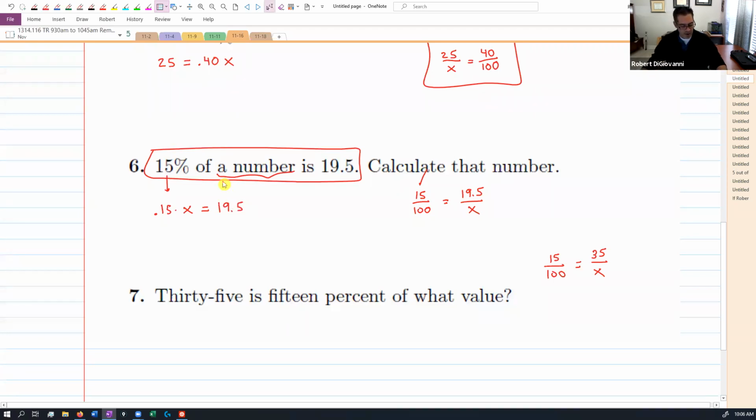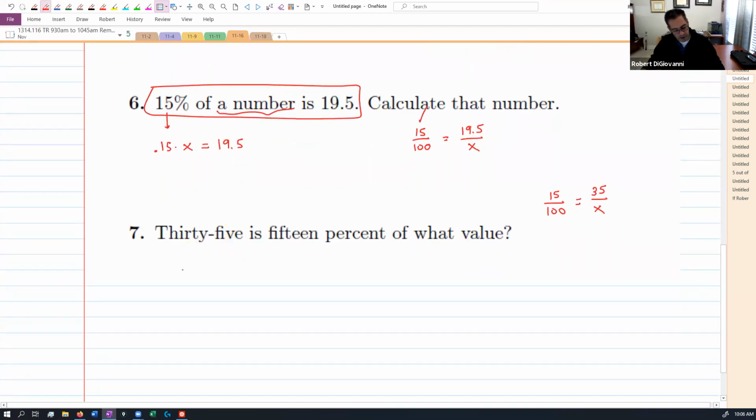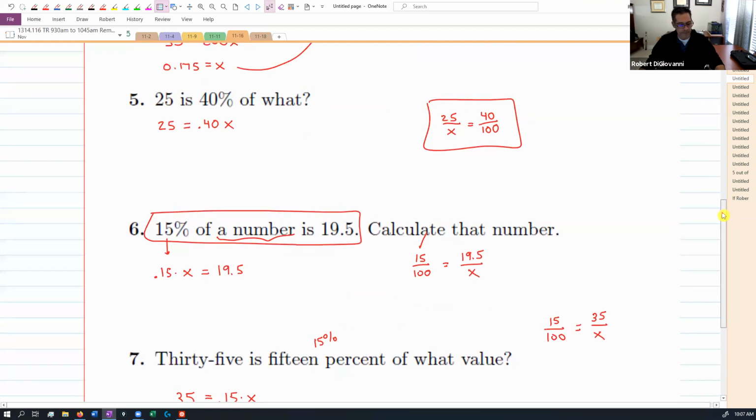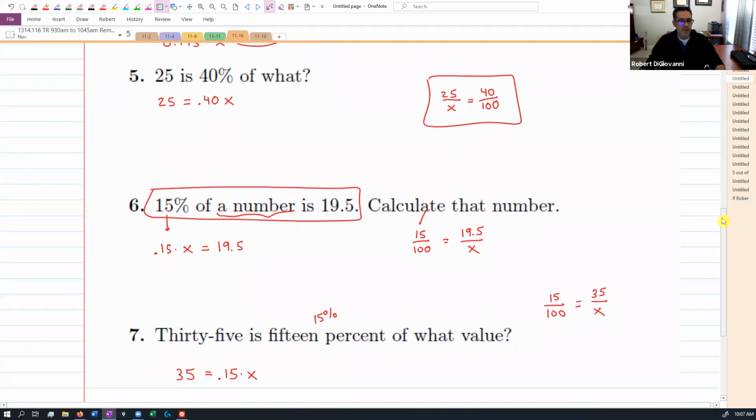And then the last equation is 35 is 15%. So we need to understand that that's actually 15%, and I convert that to a decimal, 0.15. And then of, right? Of is our multiplication. What value is our X? Are there any questions on those 3 equations being set up like that? Does that make sense to everyone? Good. All right, let's do the first one.